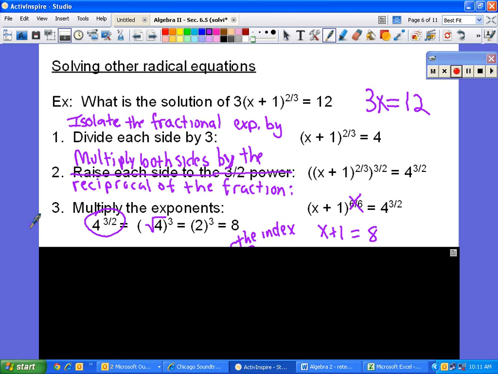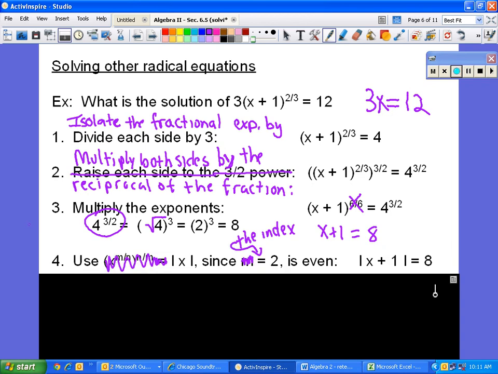Okay, now, remember we talked about absolute value and how I told you to ignore it? Well, we have to bring it back. So now, because the index is 2, we have to use absolute value. So we're going to just make this absolute value of x plus 1 equals 8. And again, that's only going to be when your index is an even number, like it is here.